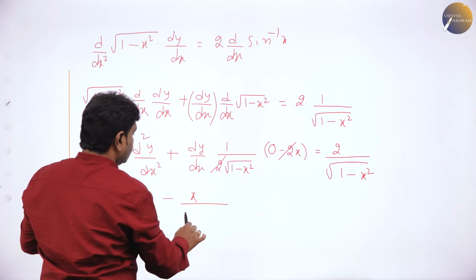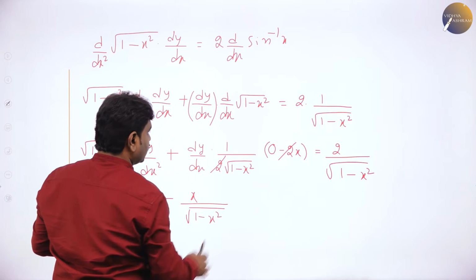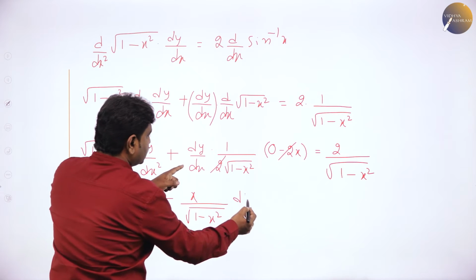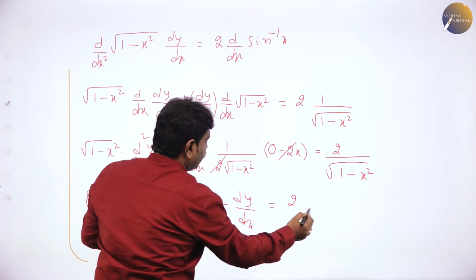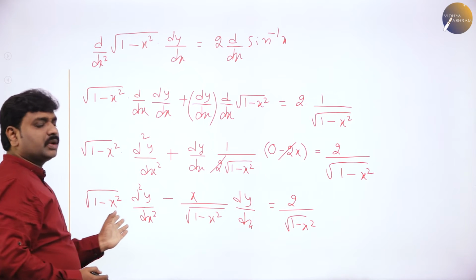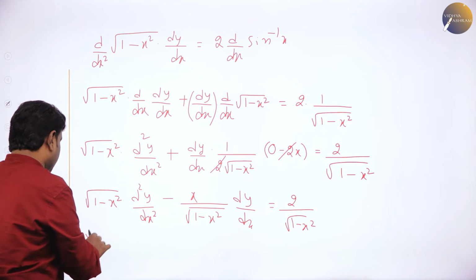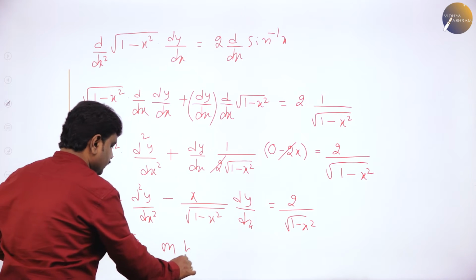We'll be having minus x divided by root of 1 minus x square. Outside we have dy by dx. I'll write dy by dx here, into dy by dx I'm putting here, is equal to 2 divided by root of 1 minus x square. Now you can take LCM or multiply by root of 1 minus x square both sides. Anything is fine. Multiply root of 1 minus x square on both sides.